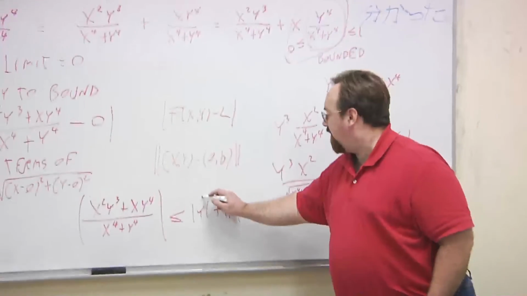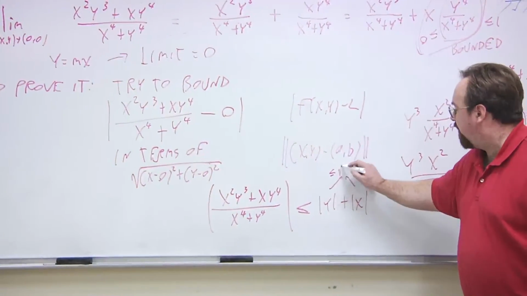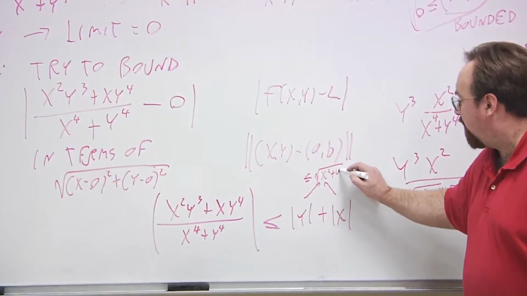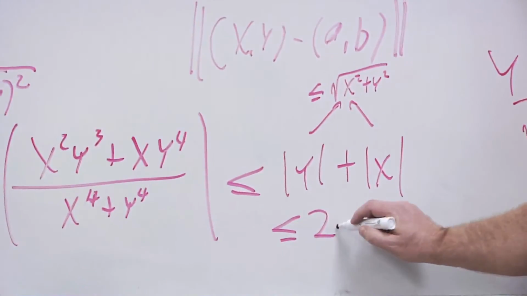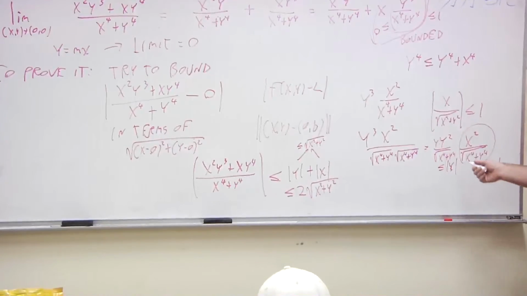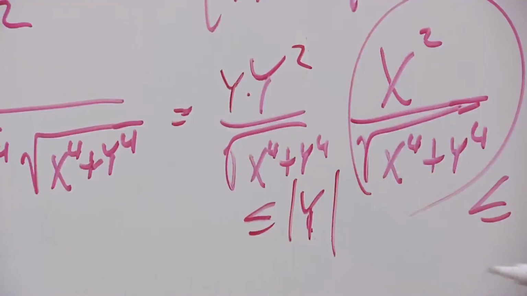Now either one of these is less than or equal to the square root of x squared plus y squared. So the whole thing is less than or equal to, just being really conservative here, 2 square root of x squared plus y squared. Why is that the absolute value of y? What if y is negative?